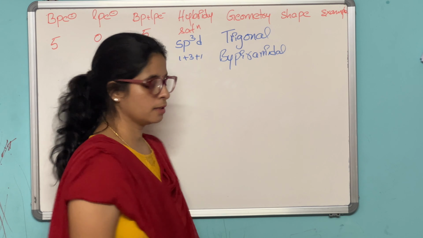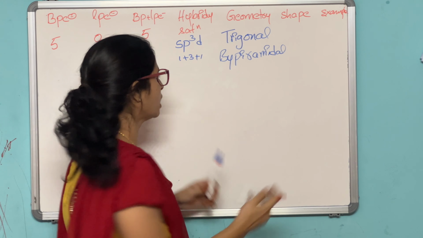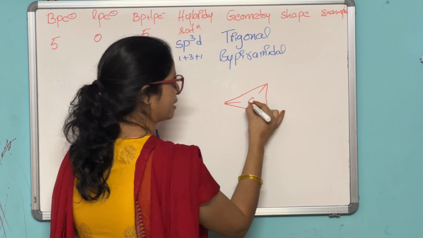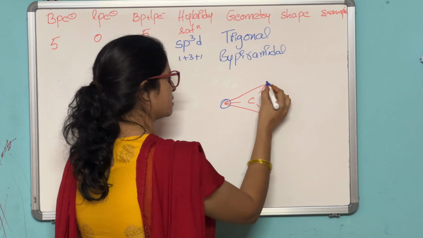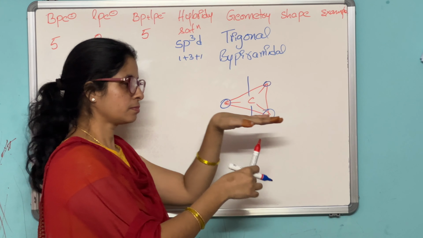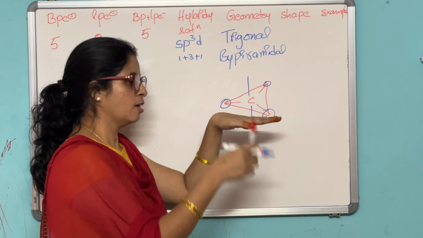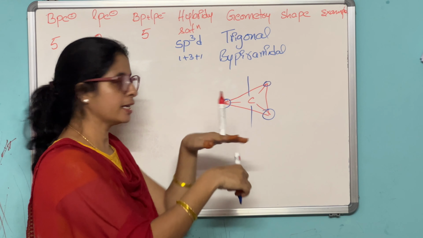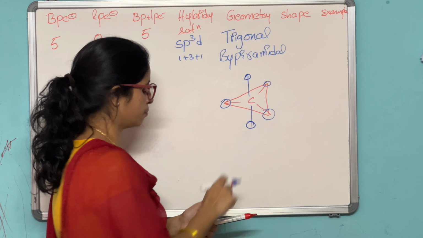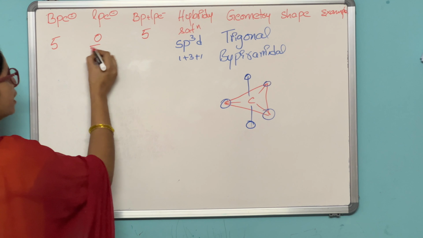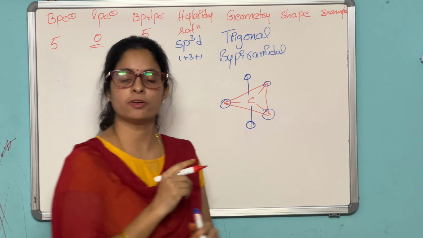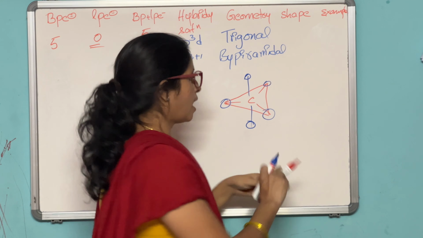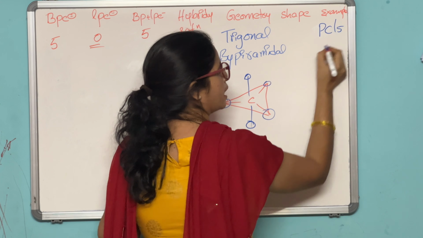So what will be the geometry? It is trigonal bipyramidal and it will be like this. Triangle: here will be the central atom and these are the surrounding atoms. Bipyramidal: you assume this as a triangle, my hand is a triangle. One atom is above the plane like this and another atom is below the plane. So if the lone pair of electrons is equal to 0, geometry will be equal to shape. So what is the shape? The same, trigonal bipyramidal only.